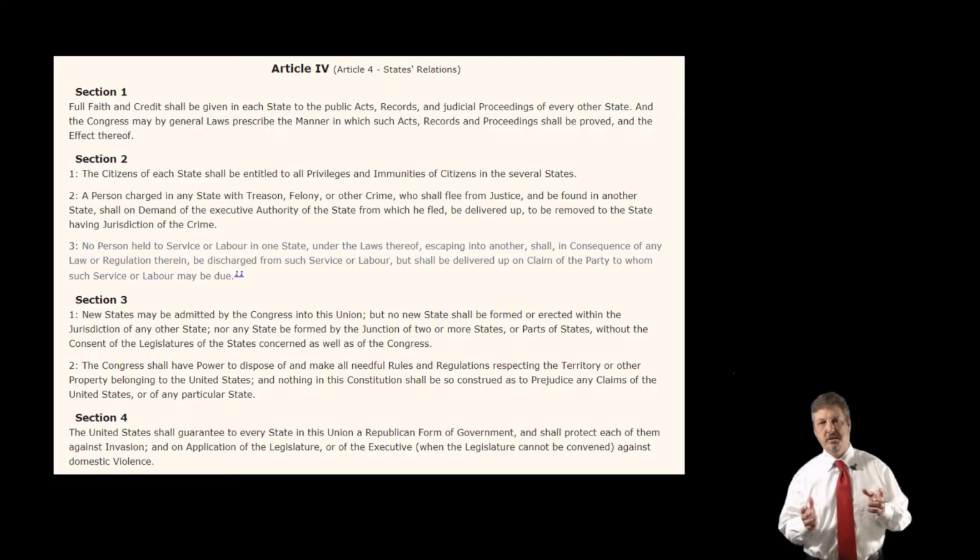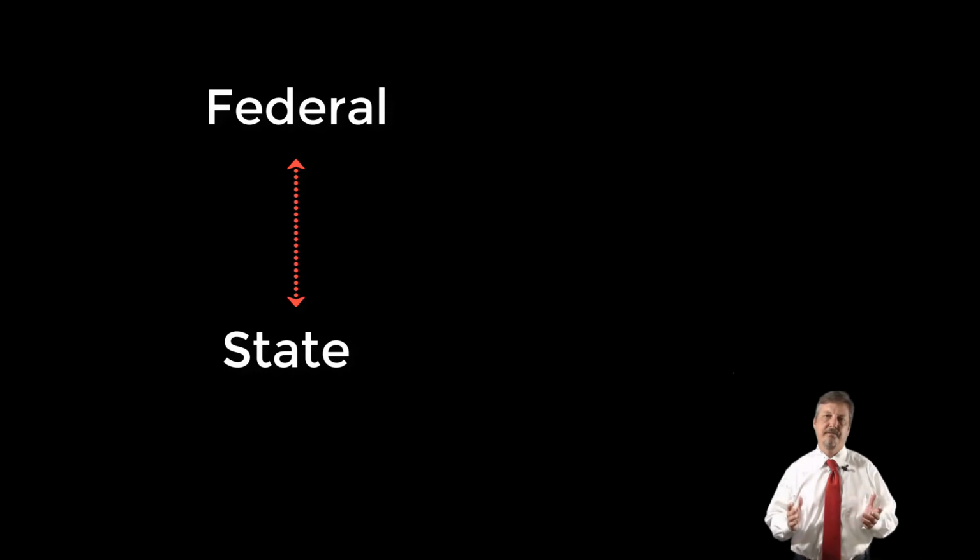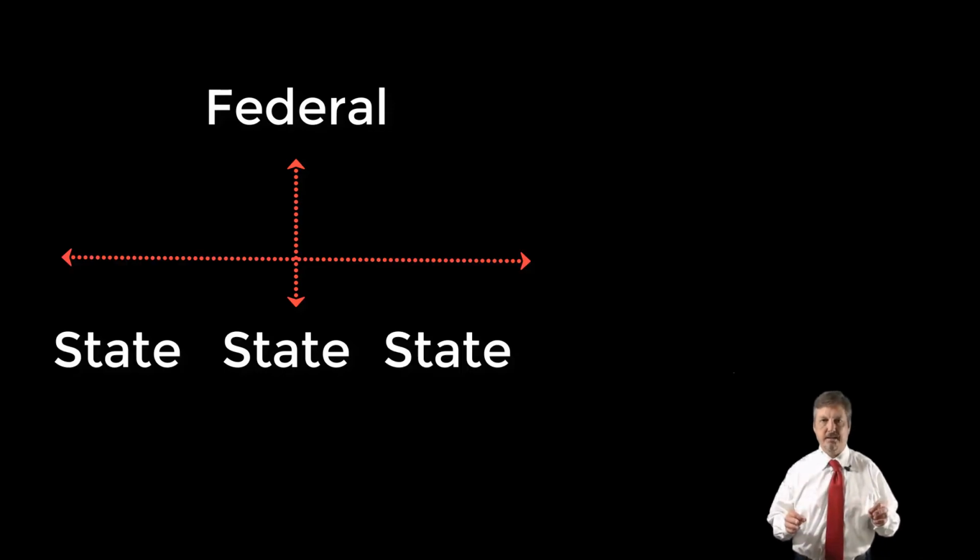Article 4 is a federalism article that addresses what we could call a vertical axis between the federal government and the various state governments, as well as a horizontal axis among the various state governments. Again, we'll come back to some of the details in Article 4 during the semester.